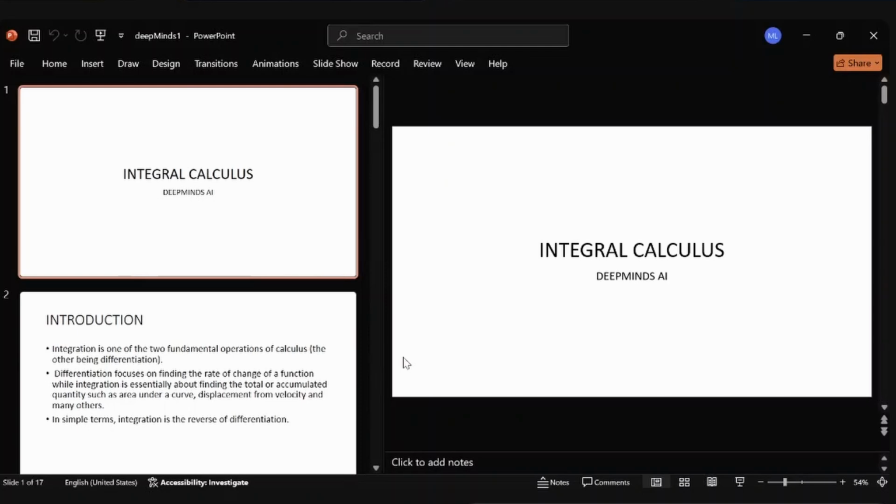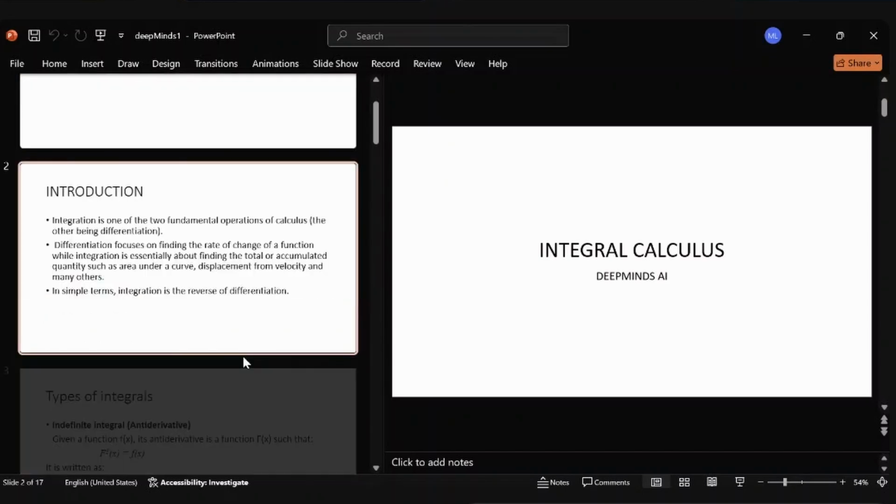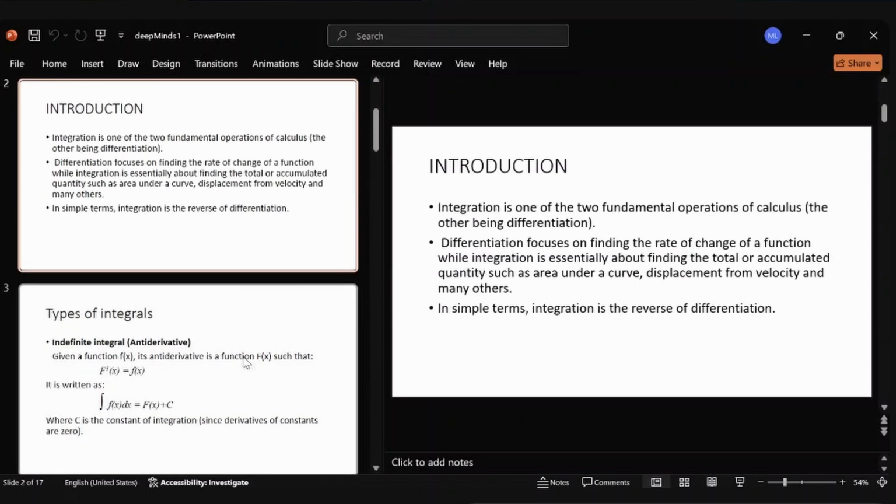So integral calculus, or integration, is one of the two operations in calculus that we cover. The other one is differentiation. Differentiation focuses on finding the rate of change of a function, while integration is essentially about finding the total accumulated quantity, such as the area under a curve. In simple terms, integration is like the reverse of differentiation.